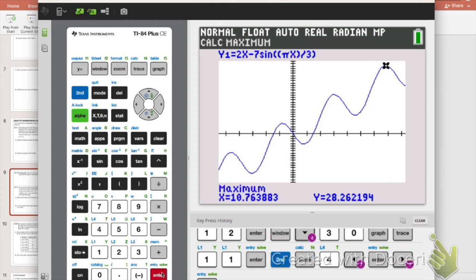So it looks like about 10.763. So 11 would be December 1st, so we're still in November at 10.76 with a profit of 28.26, which I think we're in hundreds of dollars, right? So that'd be 2,826. All right, so let's go ahead and write that down.